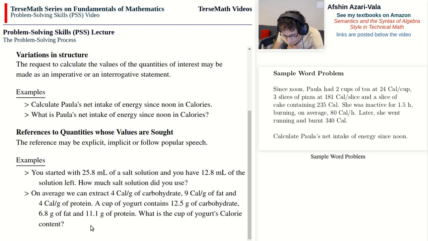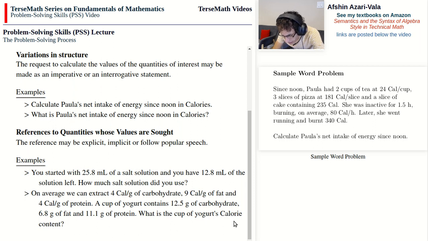Right, here we have another word problem. It says on average we can extract 4 calories per gram of carbohydrate, 9 calories per gram of fat, and 4 calories per gram of protein. A cup of yogurt contains 12.5 grams of carbohydrate, 6.8 grams of fat, and 11.1 grams of protein. What is the cup of yogurt's calorie content? Now you notice that in this problem, the question does not name the quantity, but the associated unit. So it doesn't say what is the cup of yogurt's energy content. It says what is the cup of yogurt's calorie content.